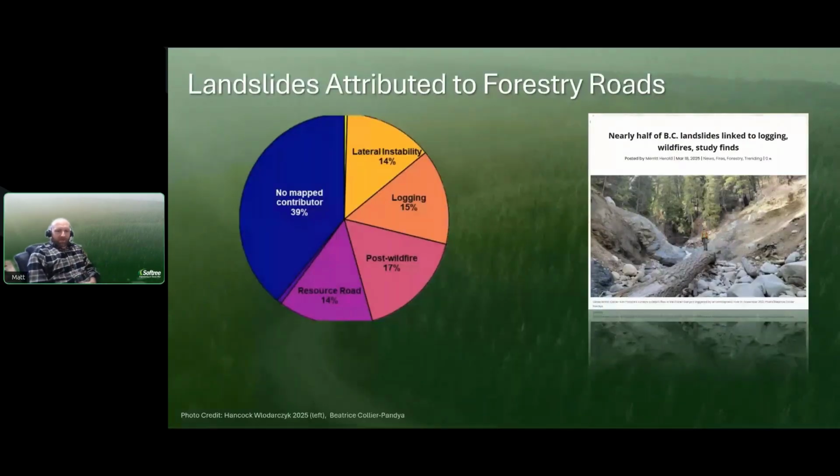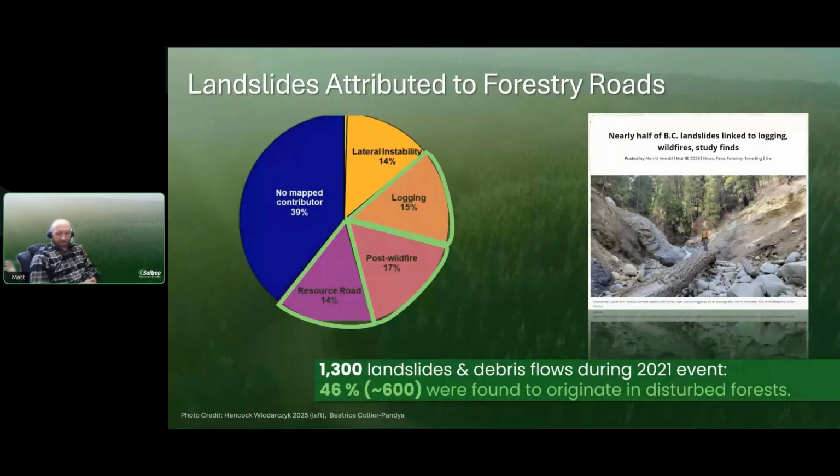After that big event that was in the news cycles for quite some time, Hancock put together a study, and they found that almost half of the slides that occurred were associated with disturbance, and 15% of the total were attributed to logging and 14% to resource roads. So there is a connection.